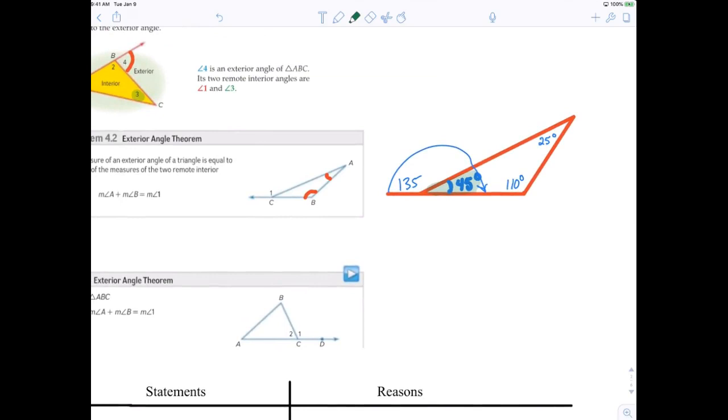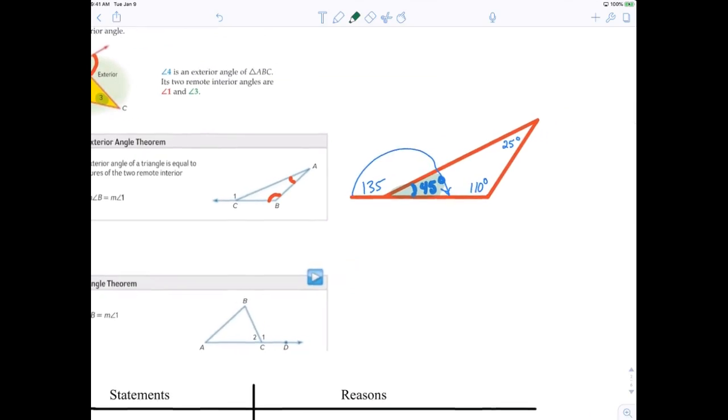How do you know if an angle is remote? Well, that's a good question. The remote just means away from, right? So these two angles are separated from this angle. You see what I'm saying, right? They're all three interior. One is connected, one's not connected.